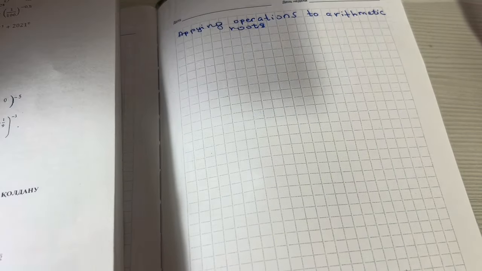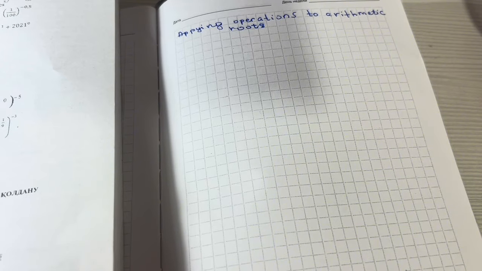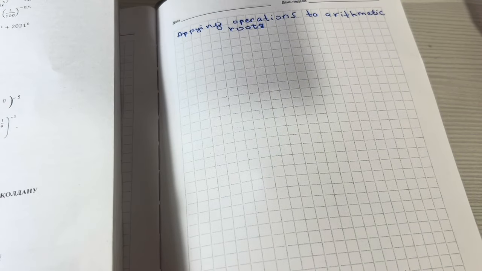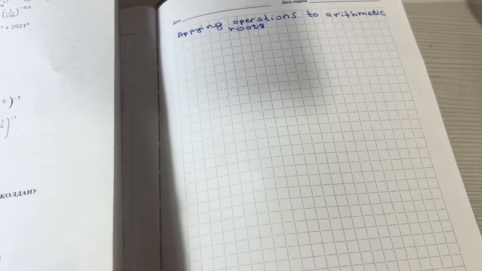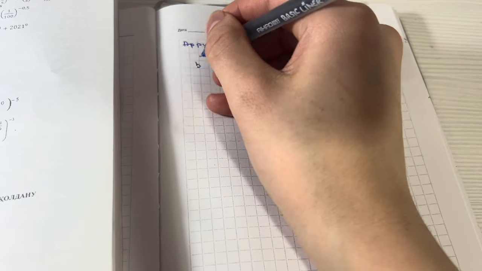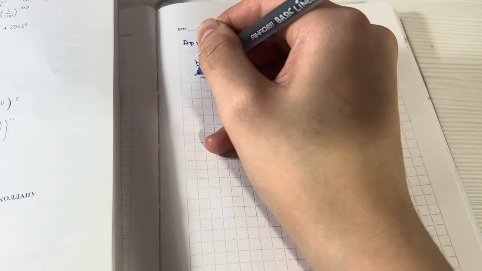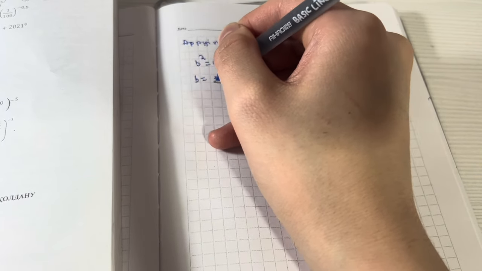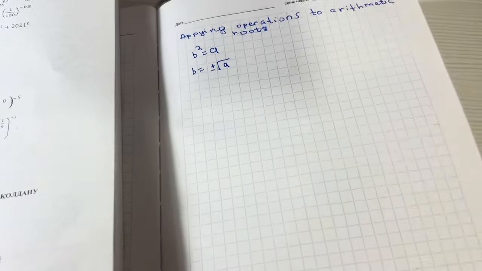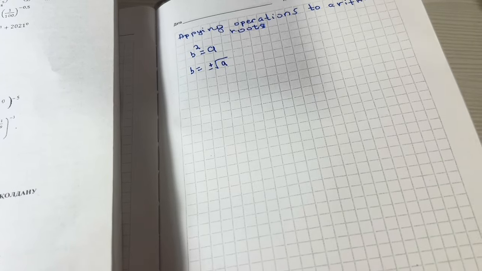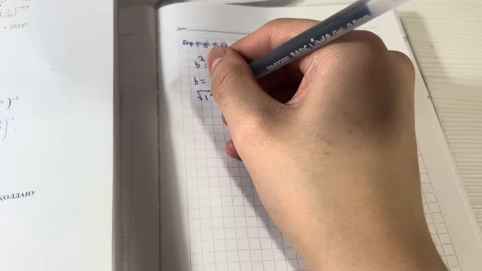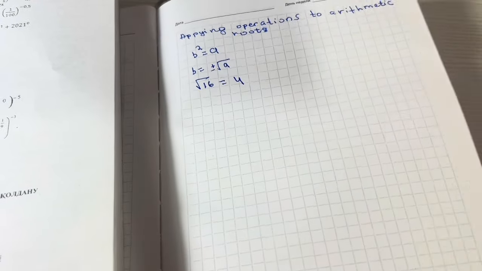The arithmetic square root of a number a is a non-negative number b, such that b squared is equal to a. b will be equal to plus or minus the square root of a. For example, the square root of 16 is equal to 4.